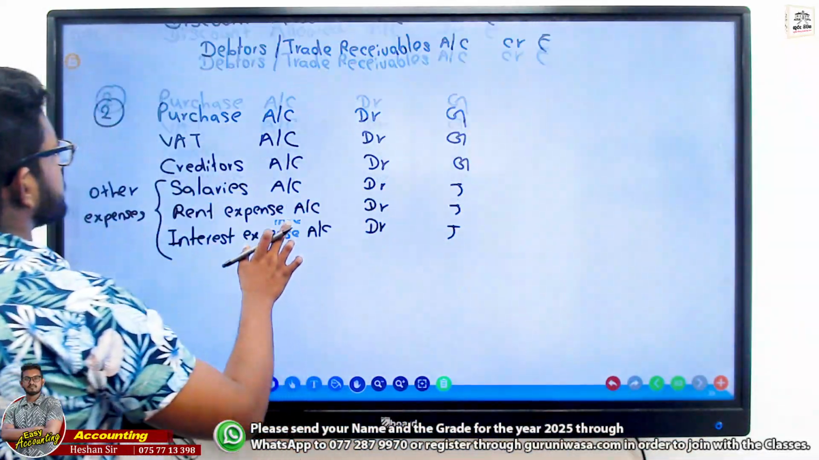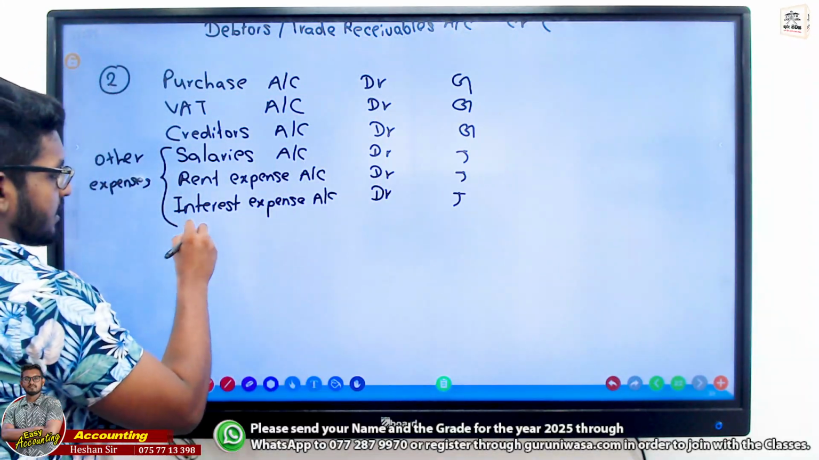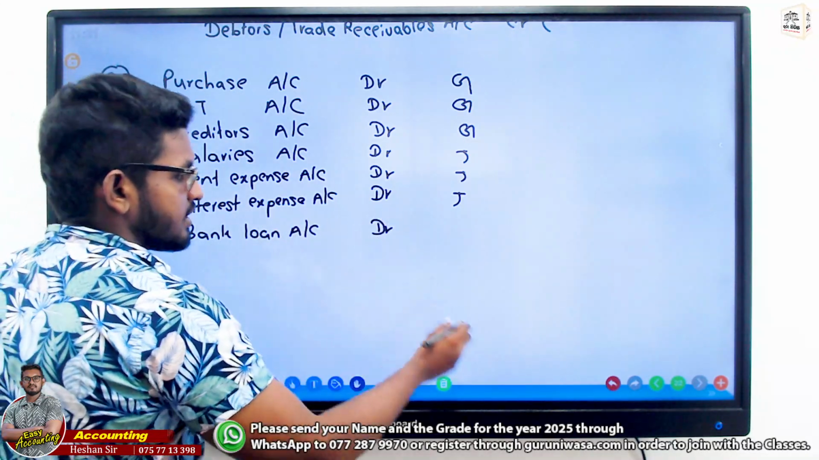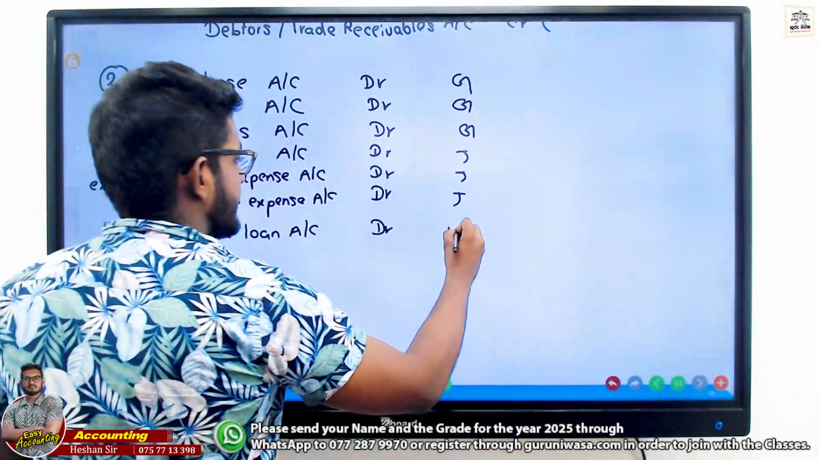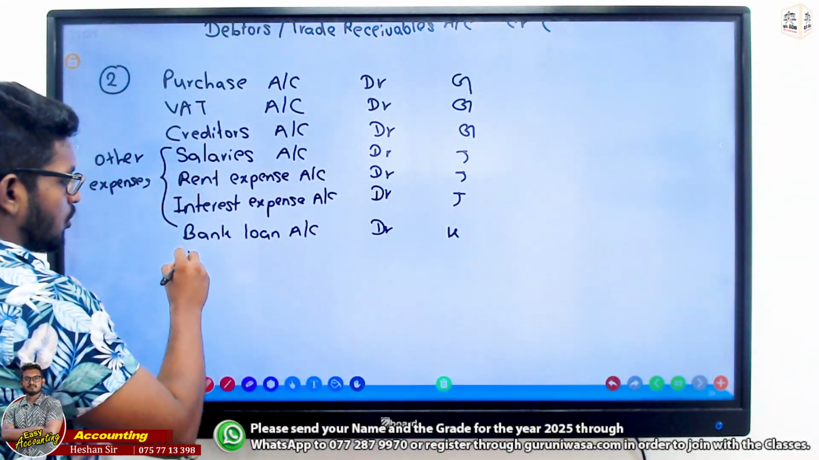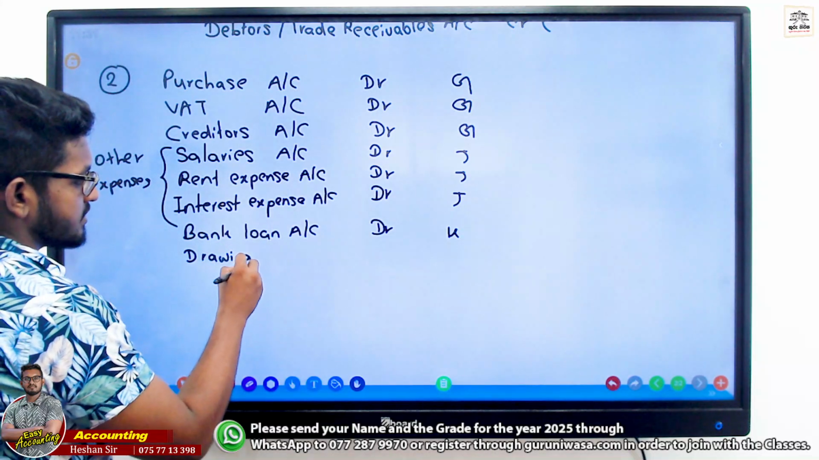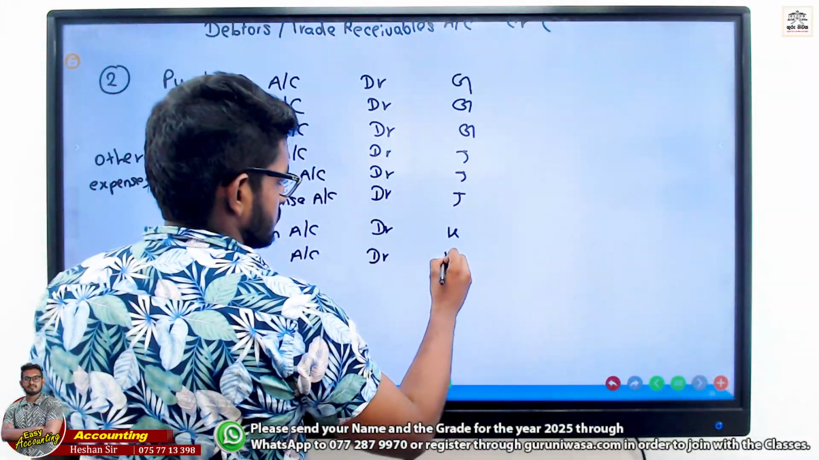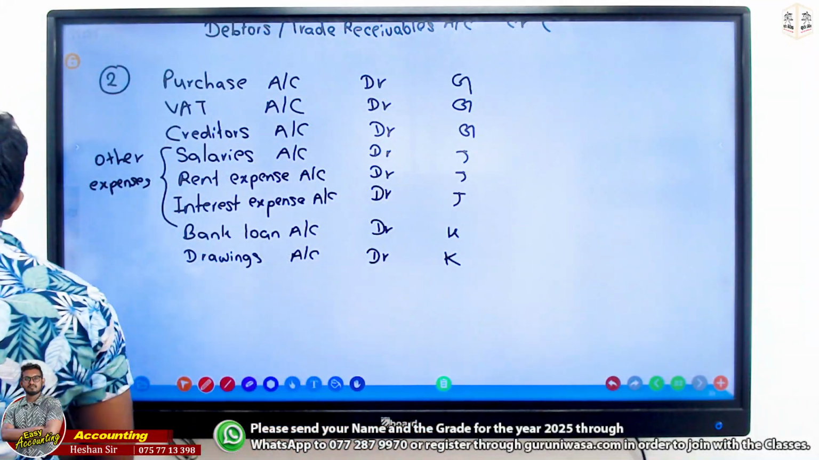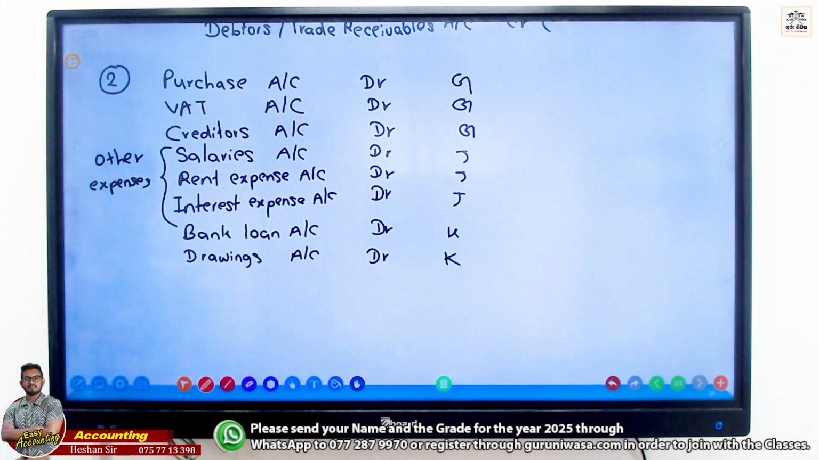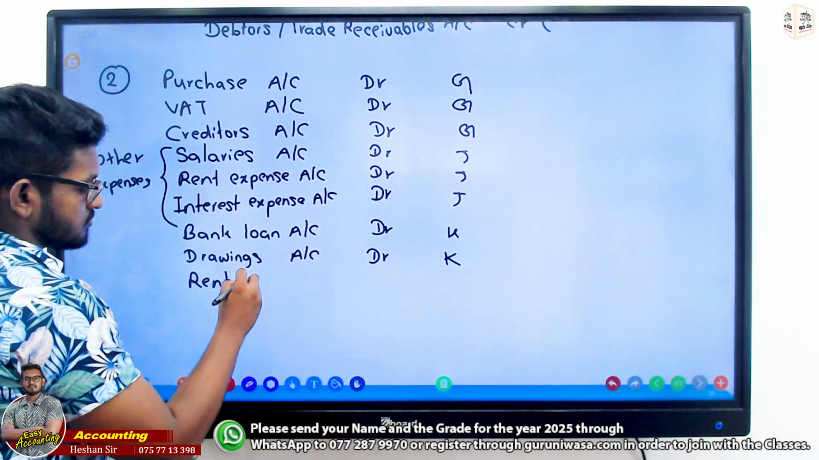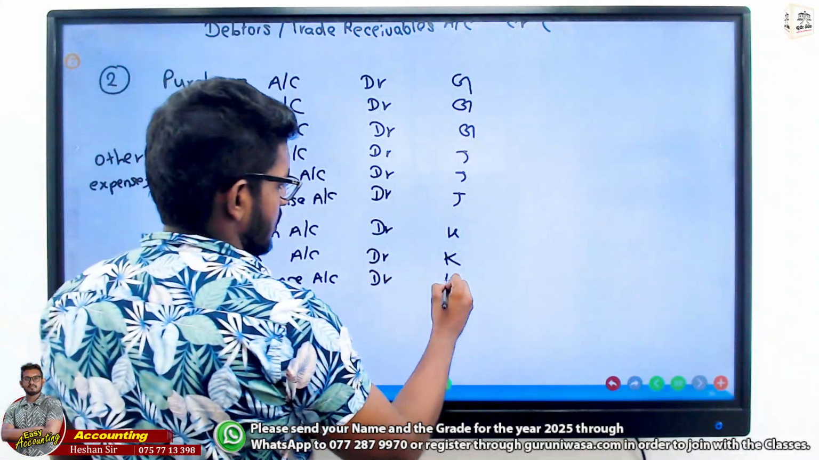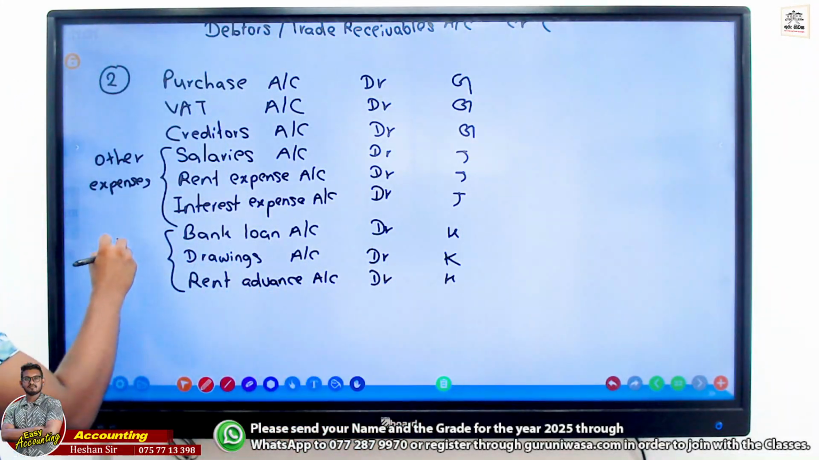And other payments means payment to purchase non-current assets, loans, those things, right? You can write bank loan account debit when we pay, K. But bank loan interest comes under other expenses. So drawings account, owner's cash drawings, right? Likewise, rent advance account, it is an asset account. Sorry, yes, it is an asset account. These are other payments.